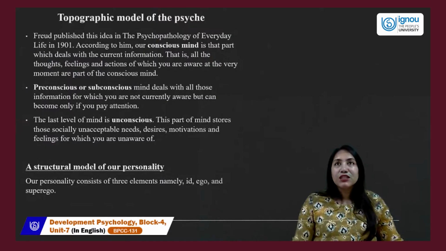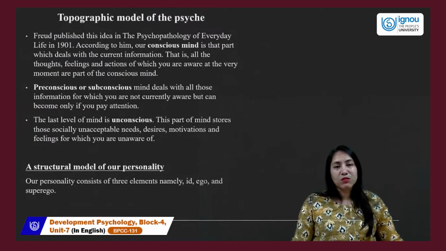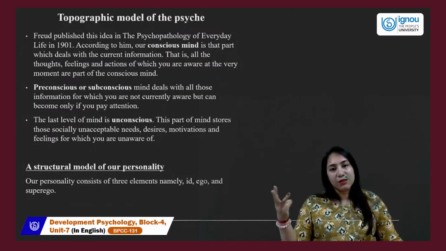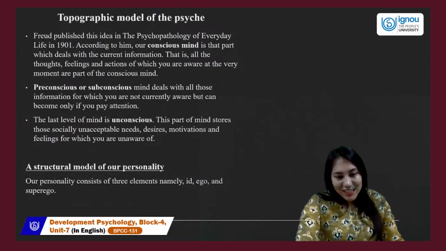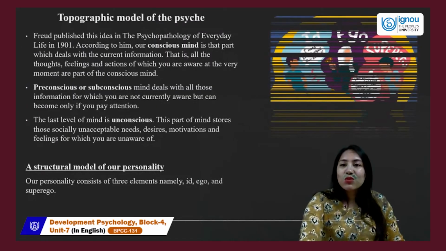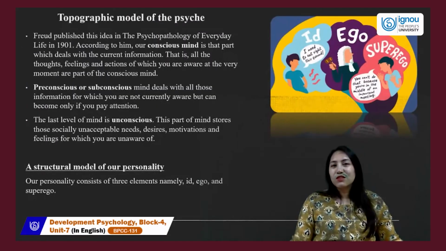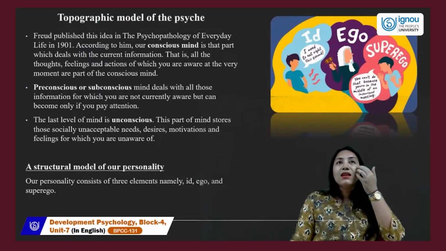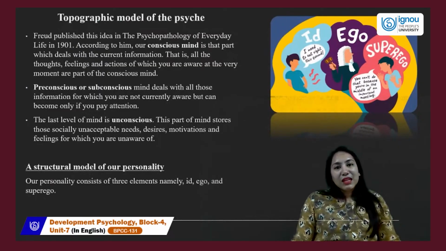After this, he gave another interesting aspect of personality, which was called the structural model of personality. According to Freud, your personality functions with the help of three elements: id, ego, and superego. Let's understand them: the id, ego, and the superego. In a very general way, I'll give you an example to help you understand that. Let's take an example.